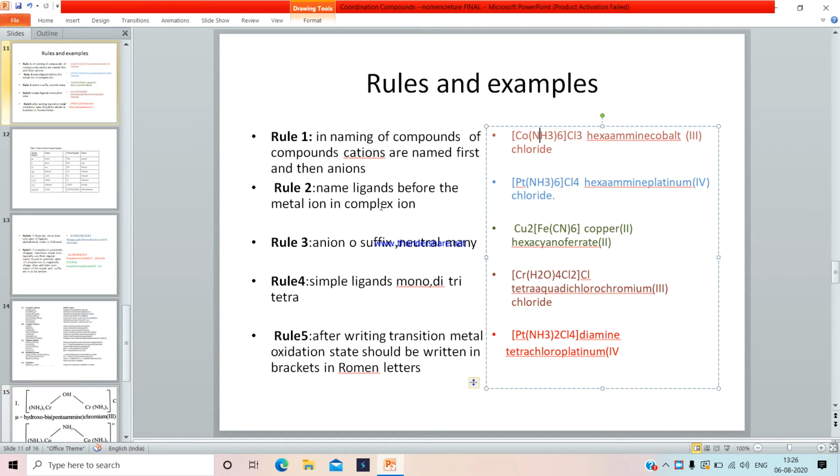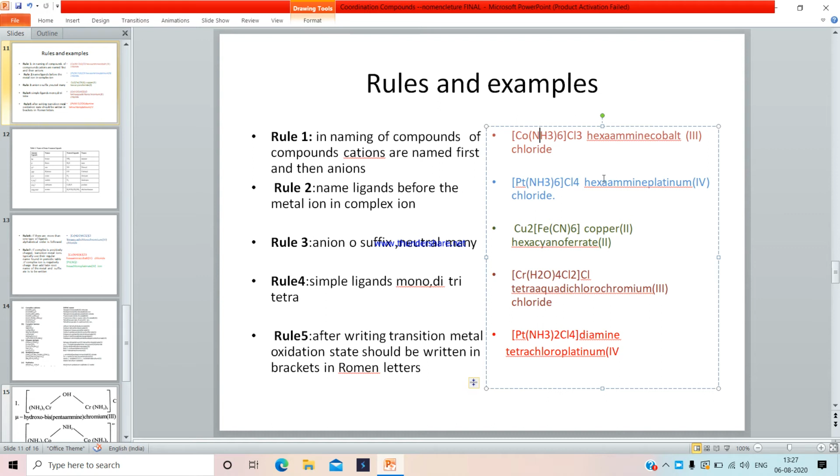Okay, the second rule: in naming the complex, there may be many ligands present. The ligands should be named before the metal ion. This is rule number 2. So in this particular example, ammonia is the ligand, right? Ammonia is named before the metal is named. Here the metal is platinum, and ammonia is named before platinum, right?